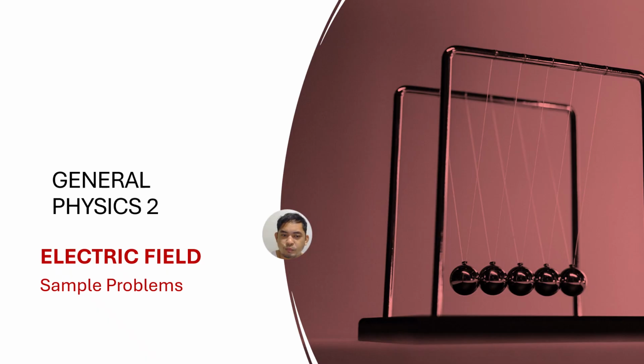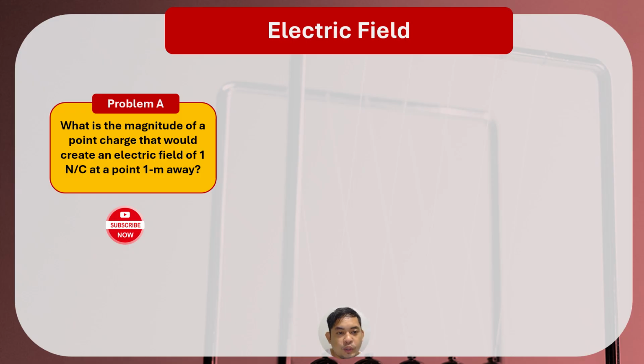Today, this moment, we will be discussing the electric field. So I provided two problems related to the electric field that you can watch in order for you to practice on your own on how to solve problems related to the field. The first problem: what is the magnitude or value of a point charge that would create an electric field of 1 Newton per coulomb at a point 1 meter away?